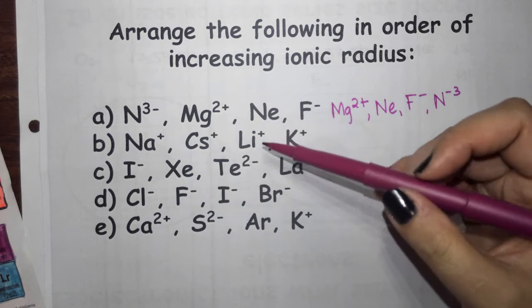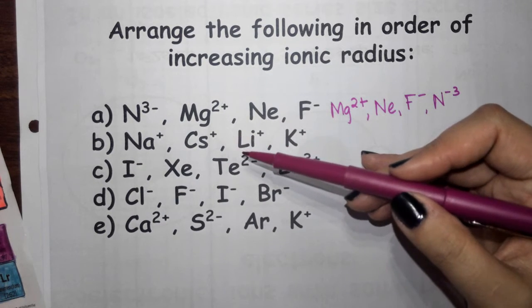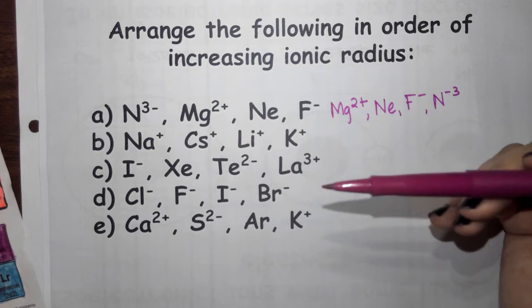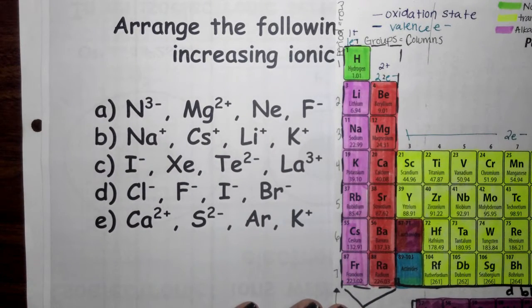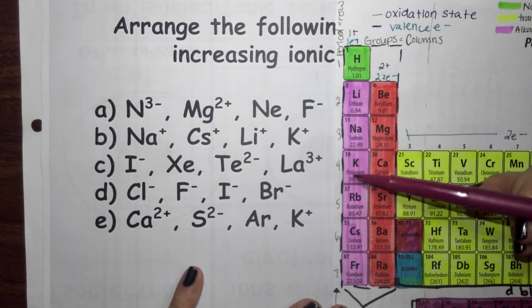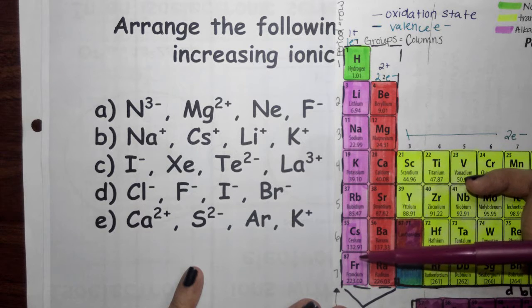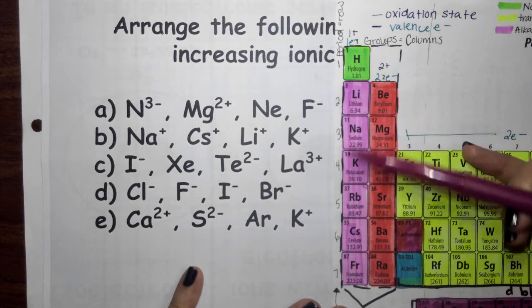Now, when we look at ions in the same group, they are not considered isoelectronic series, but they have the same charge, which is also a deciding factor on size. We can compare them based off of how many energy levels or how many energy shells they have. So I have sodium, lithium, potassium, and cesium. So as we move down a group, we are going to see that it's going to get larger in radius size because we're adding energy levels.